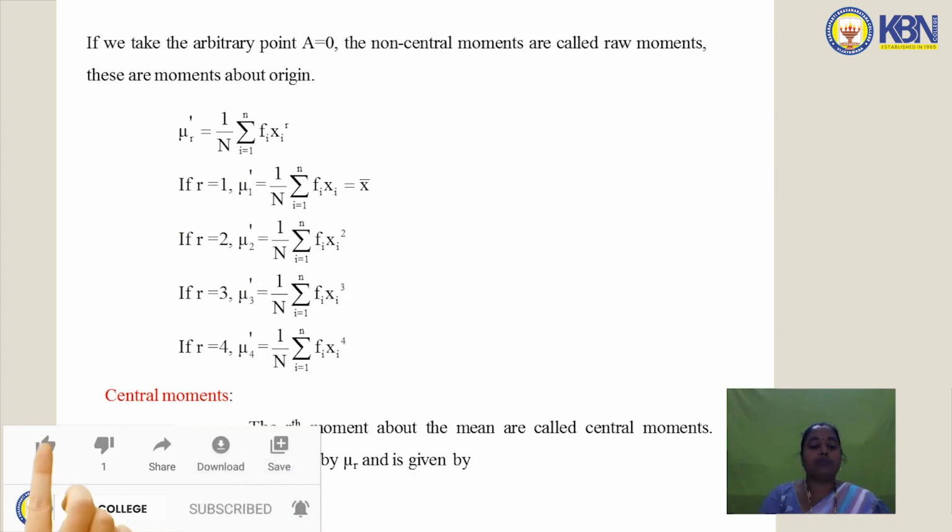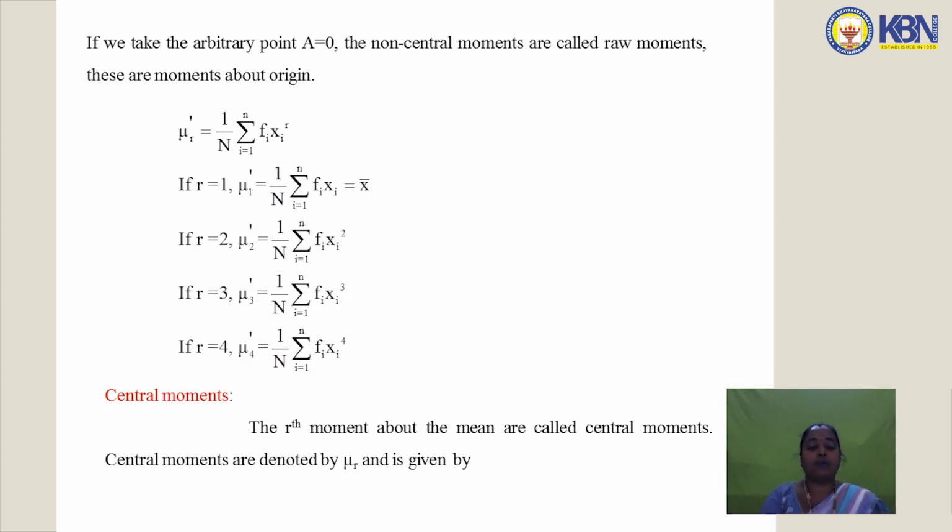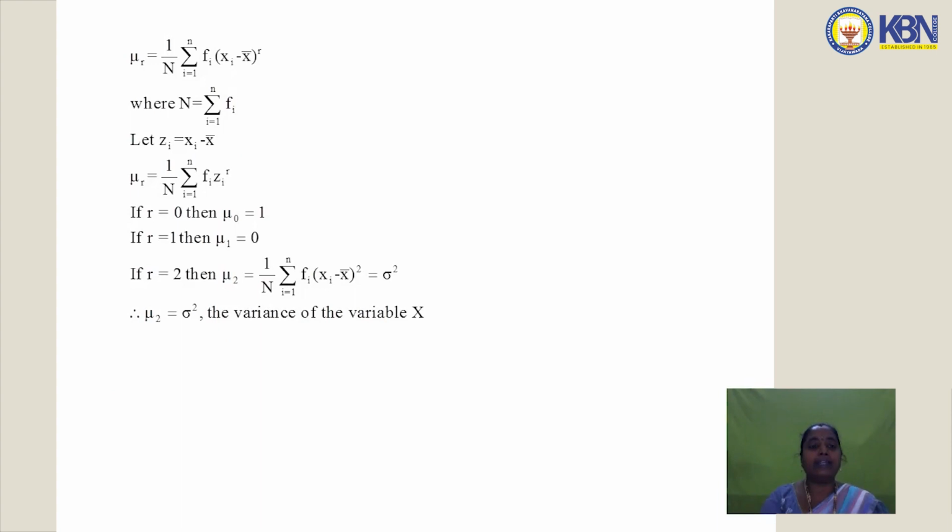And central moments. The r-th moments about the mean are called central moments, meaning the deviations are taken about the central value, and these central moments are denoted by mu r and given by mu r is equal to 1 by N summation f i (x i minus x bar) whole power r. Here capital N denotes total frequency, and the deviation x i minus x bar is denoted by z i. Then mu r is given by 1 by N summation f i z i power r.